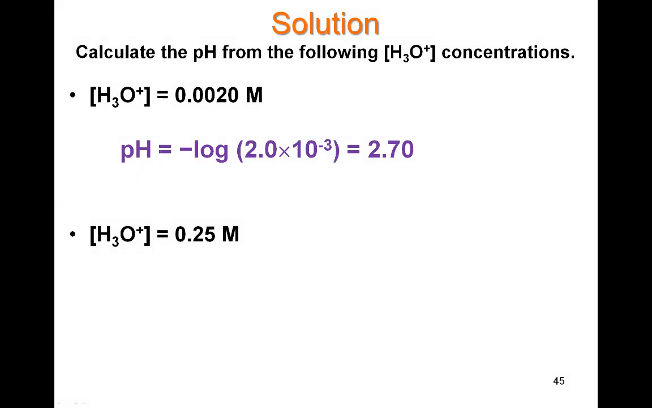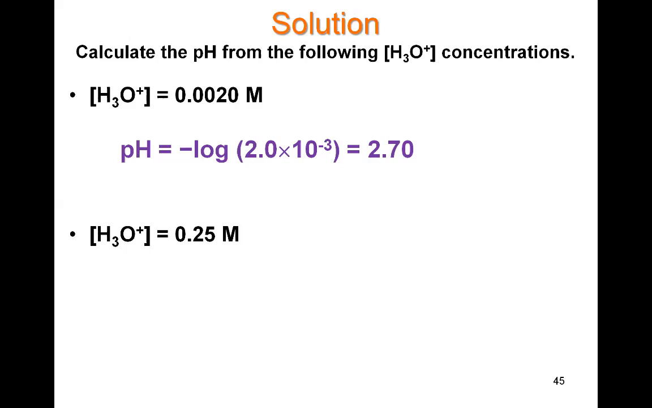Remember that in 0.00, the first 3 zeros are not significant. You start counting when you see the first non-zero digit, so the 2, and then the 0 that comes after is significant. So 2 significant figures here. The calculator answer is 2.69897, etc.